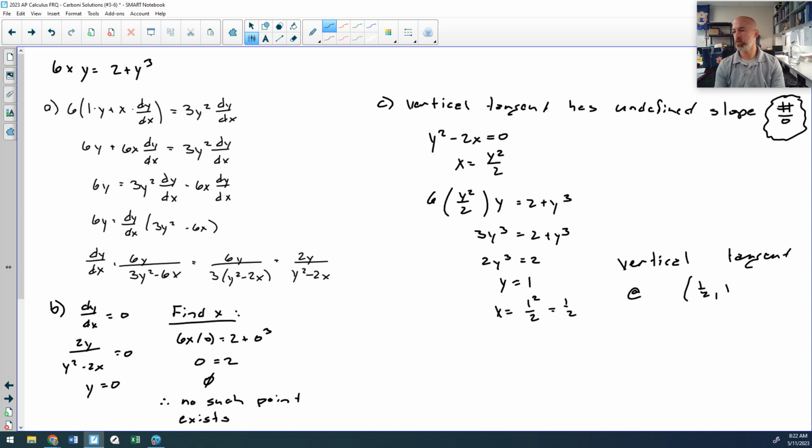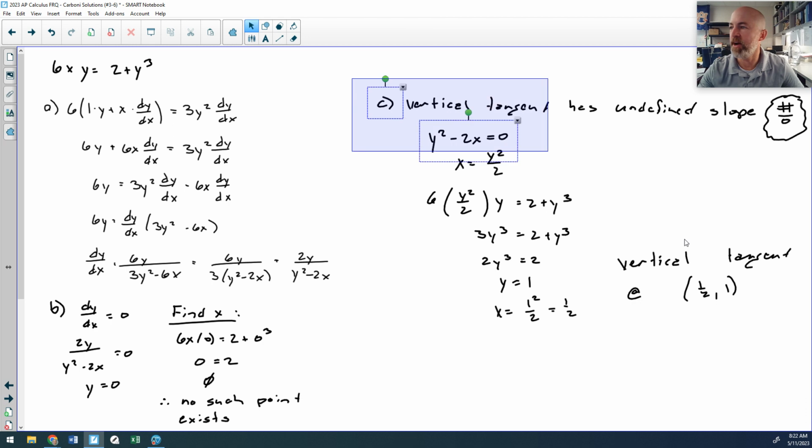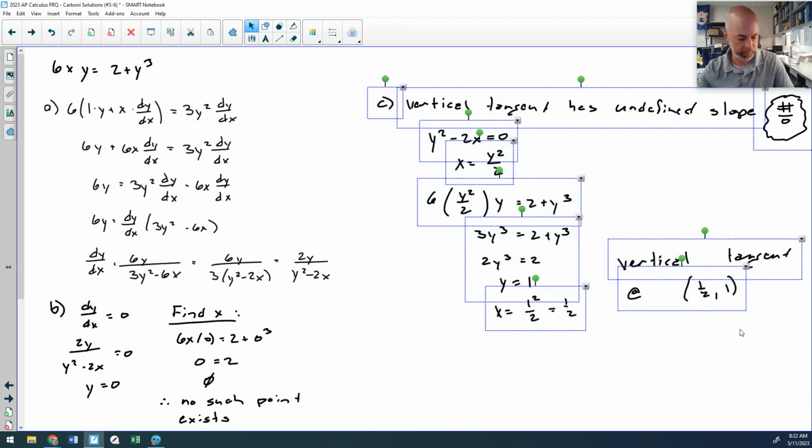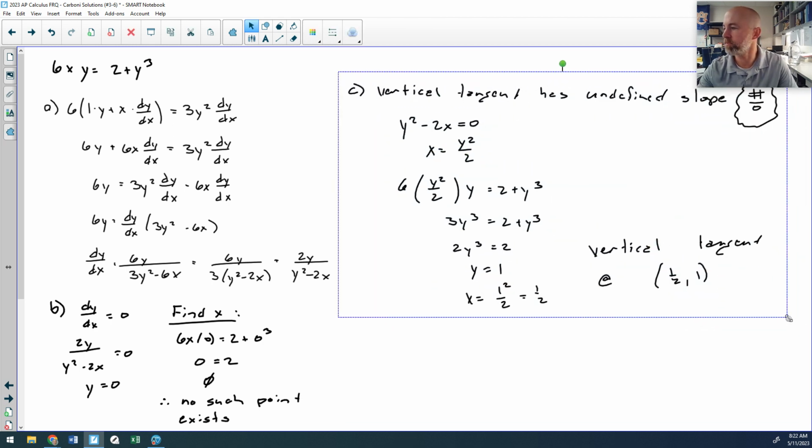1/2 and 1. And boy, be very careful there. I almost said 1/2 because I have them written in that order right here. So x is 1/2, y is equal to 1, and we are good. We're good on part C. And then finally, part D. We'll see how this one is.